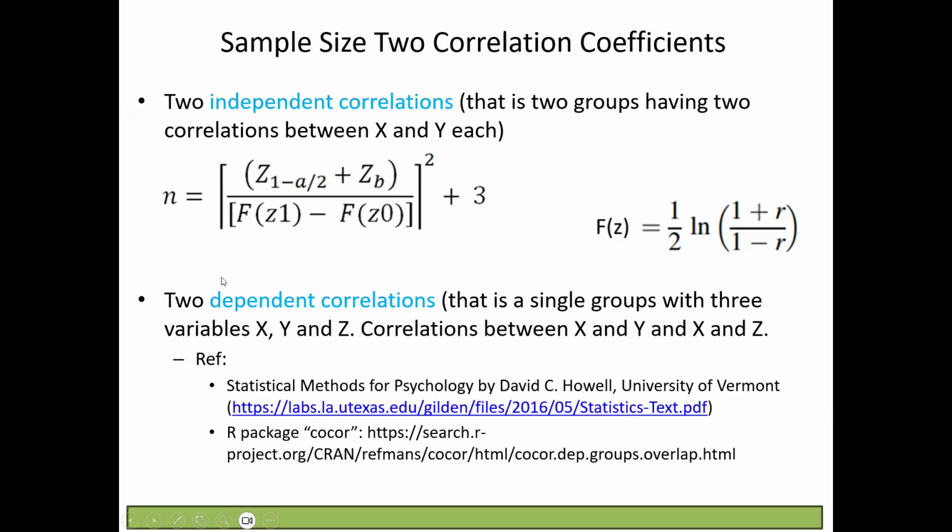The second scenario is when there are two dependent correlations. In such a scenario, there is a single group, and in the single group, there are three variables x, y, and z, and there is a question of correlation between x and y and x and z. For that, the viewers are referred to the following references. You can use the R package cocor also for such a situation.